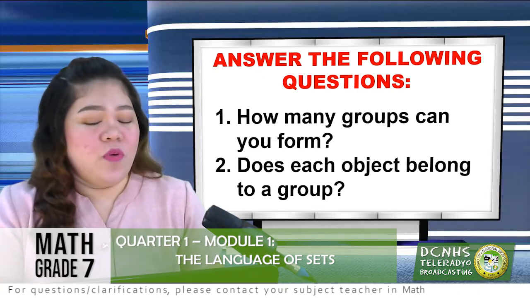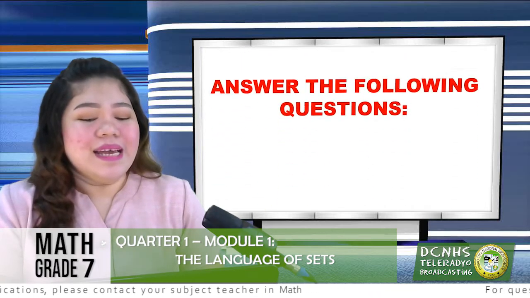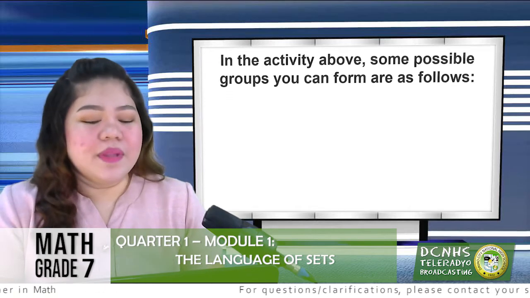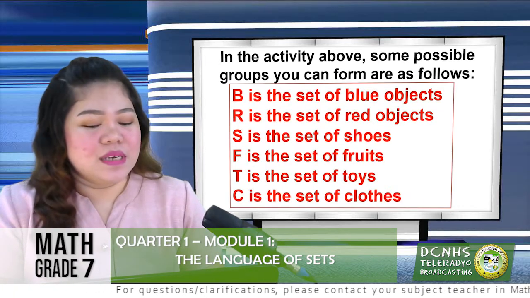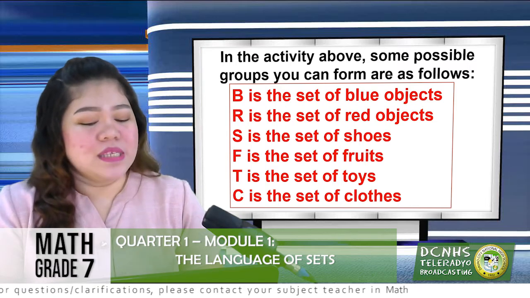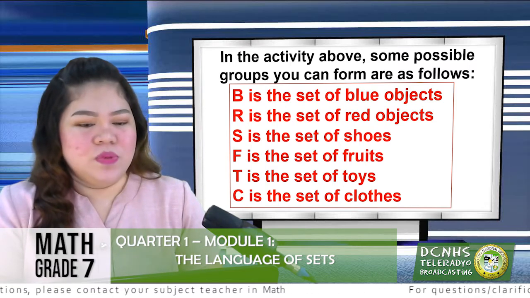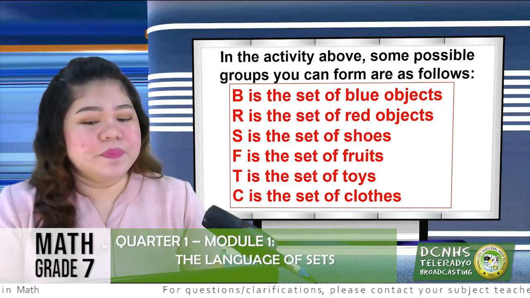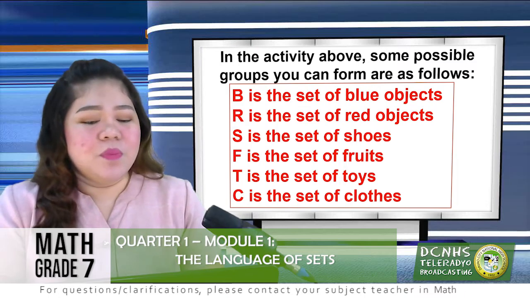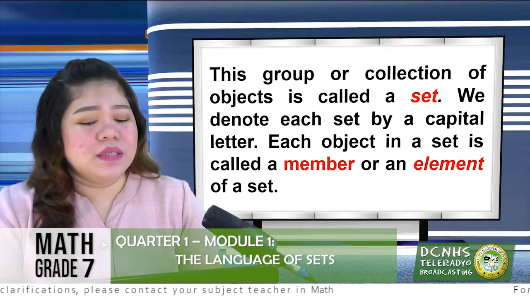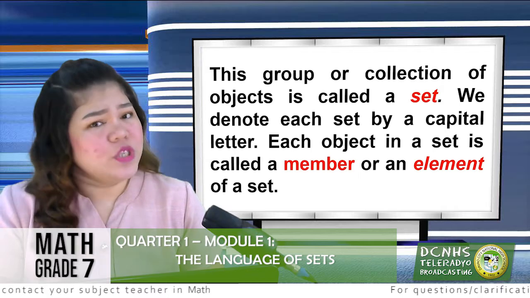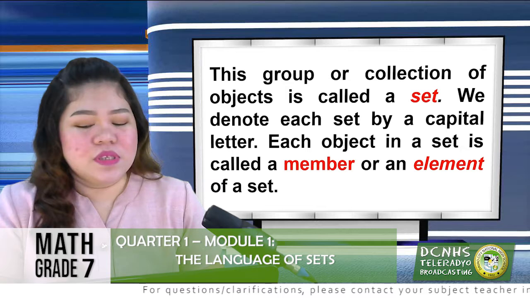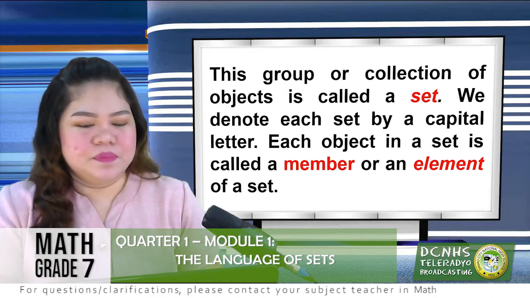B is the set of blue objects, R is the set of red objects, S is the set of shoes, F is the set of fruits, T is the set of toys, C is the set of clothes. Number 2, does each object belong to a group? Yes. Number 3, is there an object that belongs to more than one group? Which one? Yes, and these are the shoes, fruits, toys, and clothes.